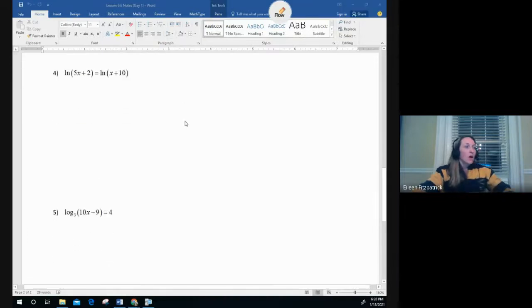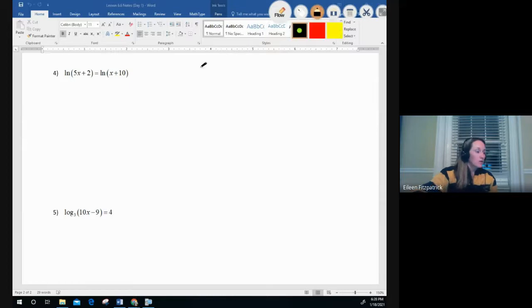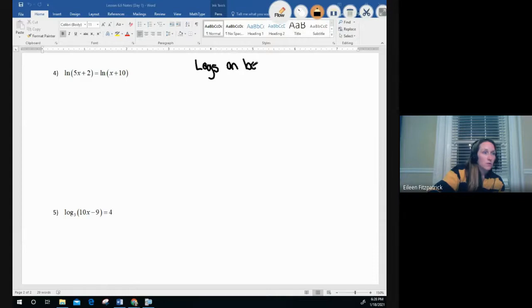All right, so for number 4, when solving log equations, there are usually 2 types: logs on both sides or log on only one side. So this is an example with logs, or ln in this case, on both sides. So when you have logs or ln on both sides, here are my notes.